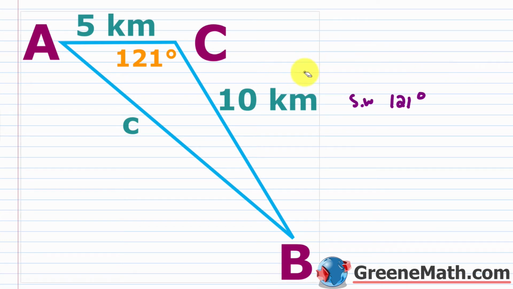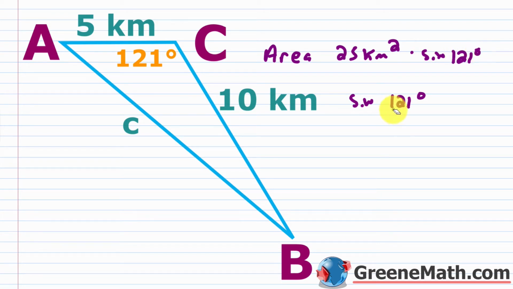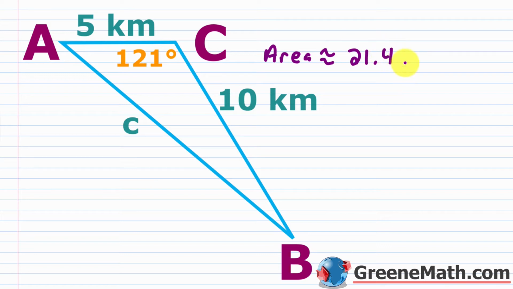So let me get rid of all of this and say that the area is going to be 25 kilometers squared, okay? And then basically times the sine of 121 degrees. So let's just punch this up into our calculator. Just do 25 times the sine of 121 degrees. And I'll go ahead and say that's about 21.4, if you're rounding to the nearest tenth. So the area is approximately 21.4 kilometers squared. Very important that you square your units there because you end up multiplying the kilometers times the kilometers, so you get kilometers squared.